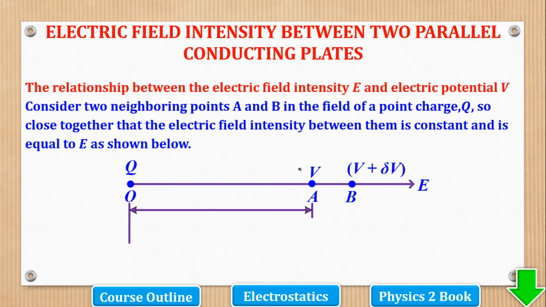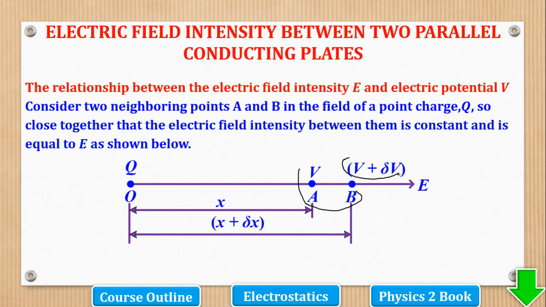So these are the 2 points so close together, meaning that there will be a small change in potential. Here it was V, here it is V plus small change in V. And also a small change in distance. Here it was x, and here it is x plus small change in x. And this is our electric field intensity.